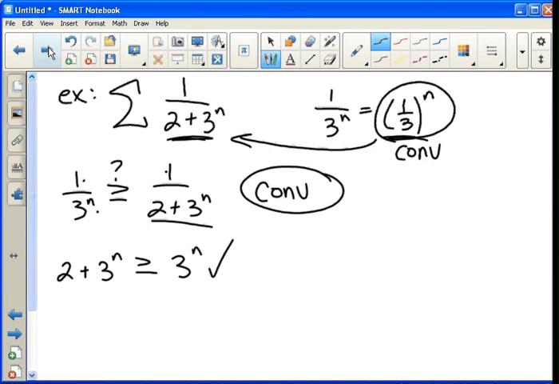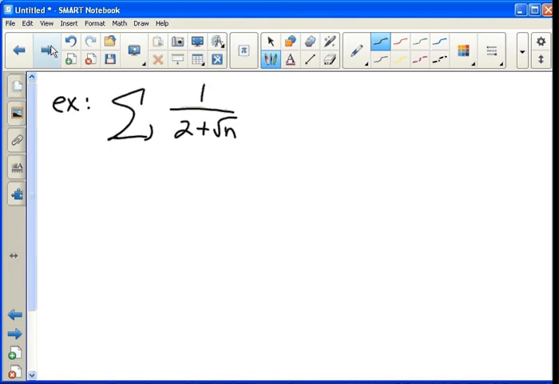Okay, let's try another one. We have 1 over 2 plus the square root of n. Now I'm going to go ahead and give you a heads up that this one's a little bit tricky. First thing we want to check is, is it similar to a geometric series, or is it similar to a p-series? Well, it would be similar to a p-series, because if you ignore that 2, it would be 1 over the square root of n. And we know that 1 over the square root of n would diverge, because the power is less than 1.